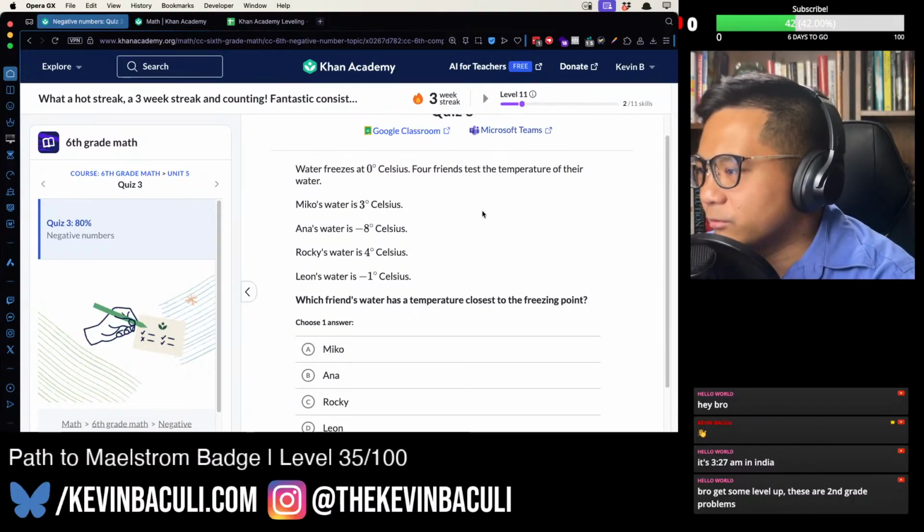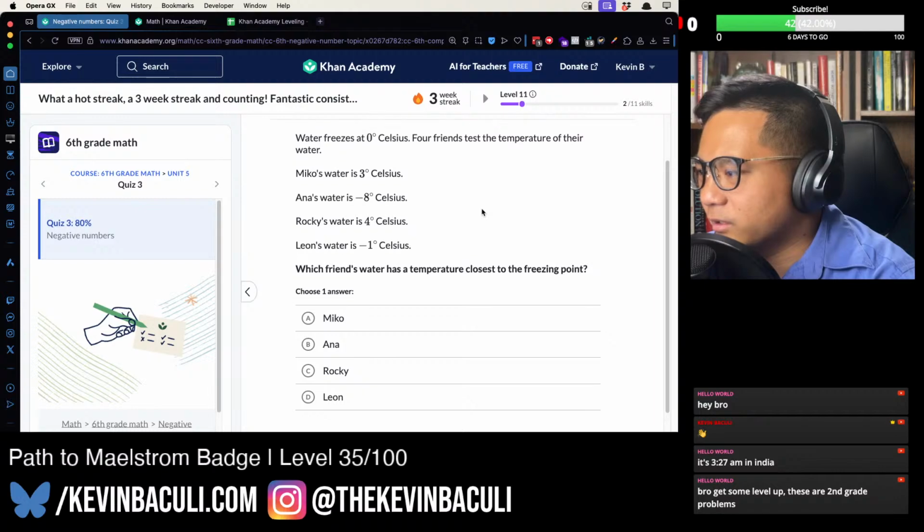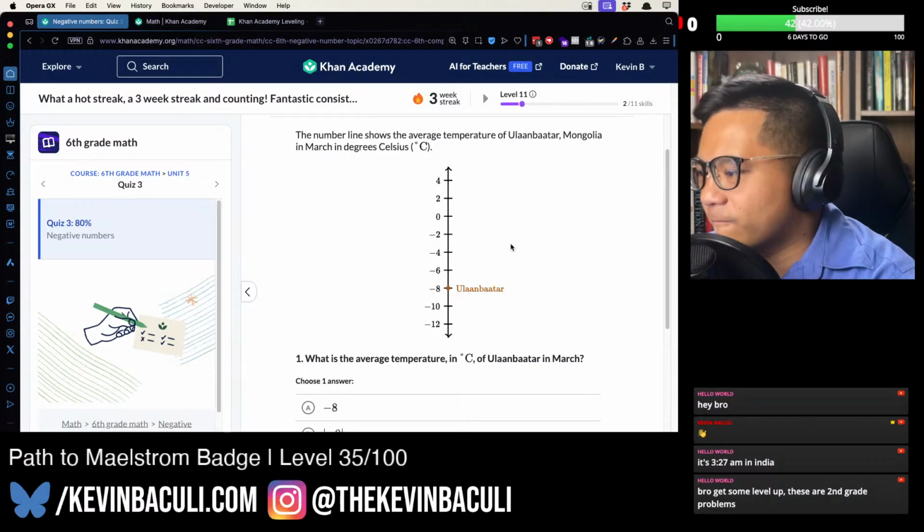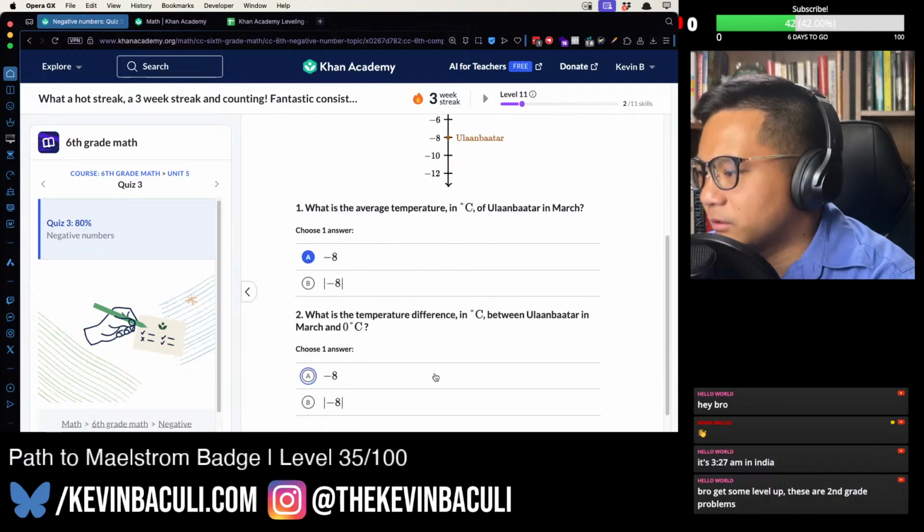Water freezes at 0 degrees Celsius. 4 friends test the temperature of the water. Miko's water is... Okay. Which friend's water has a temperature closest to the freezing point? Closest to the freezing point? Leon. Ulaanbaatar. March. Mongolia. What is the temperature difference?